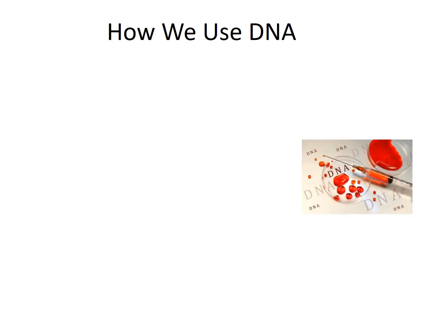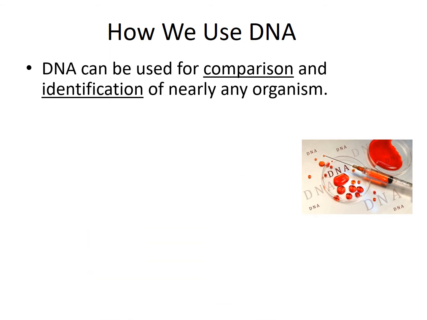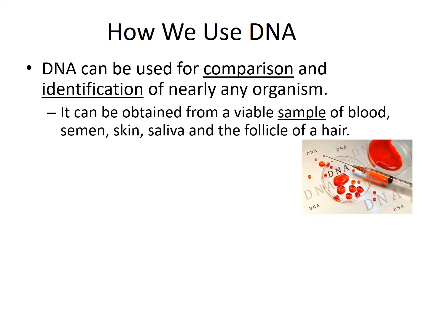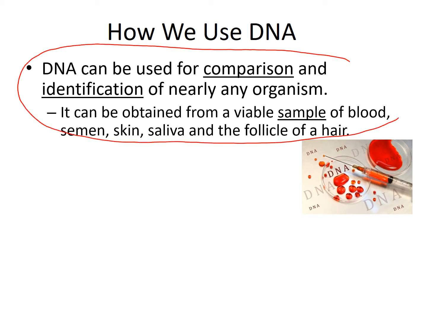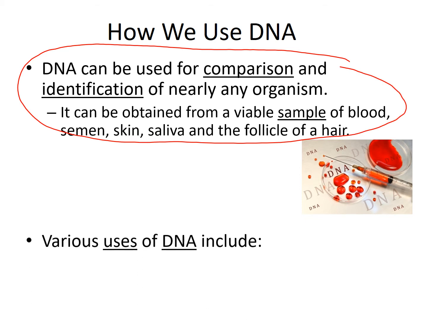But how do we use DNA? We know that DNA is here, but how do we actually use it? Well, DNA can be used for comparison and identification, right? DNA is found in every part of your body. It's found in your hair cells, it's found in your body cells, it's found in your toenails, it's found in your eyelash. It can be obtained from a valuable sample of blood. It can be from semen. It can be from skin. It can be from saliva. It can be from the follicles of hair. So again, DNA is used for comparison and identification from multiple areas.